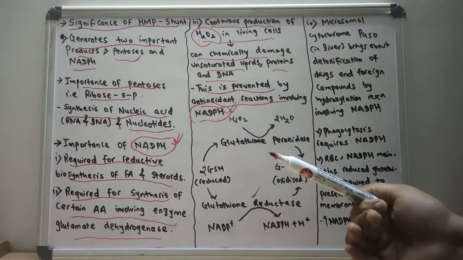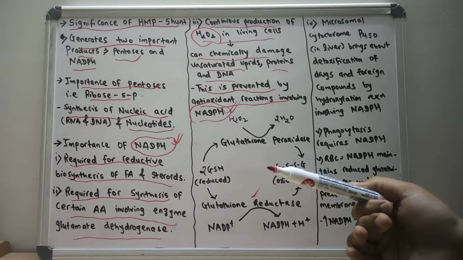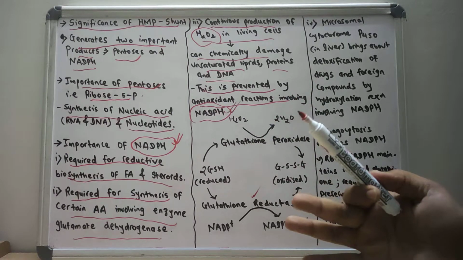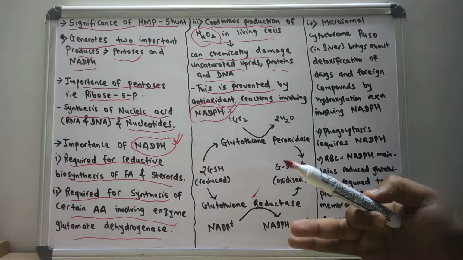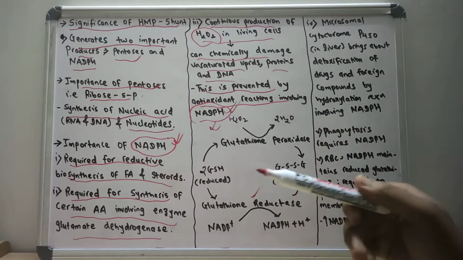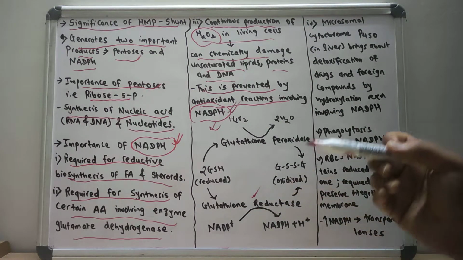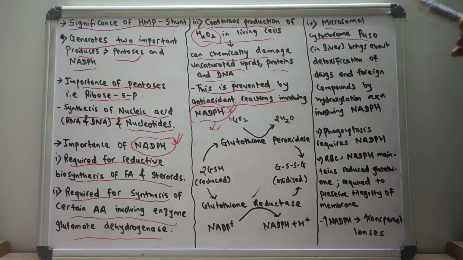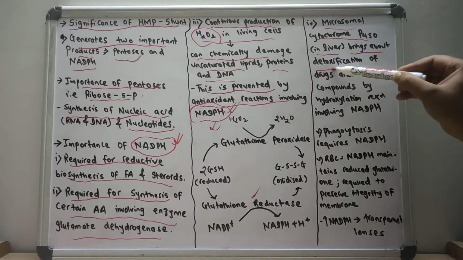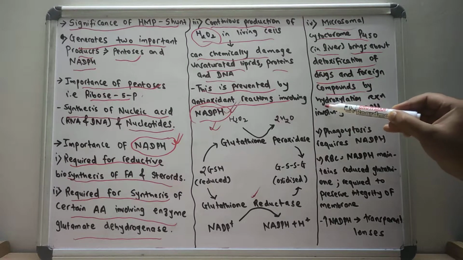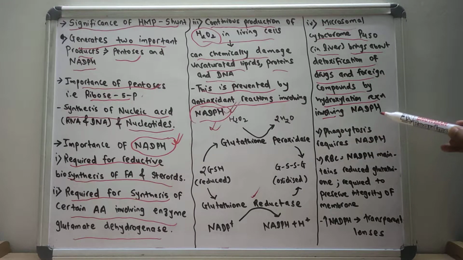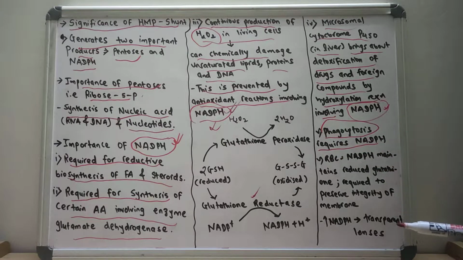This I will discuss in detail in another video on glucose 6-phosphate dehydrogenase deficiency. Here you only have to know that the NADPH, the product of the HMP shunt, takes part in preventing the chemical damage of hydrogen peroxide in the living cells. Another importance is microsomal cytochrome P450, found in the liver, which brings about detoxification of drugs and foreign compounds by the hydroxylation reaction, and that hydroxylation reaction requires NADPH. Phagocytosis in the cell also requires NADPH. So NADPH is one of the important products.